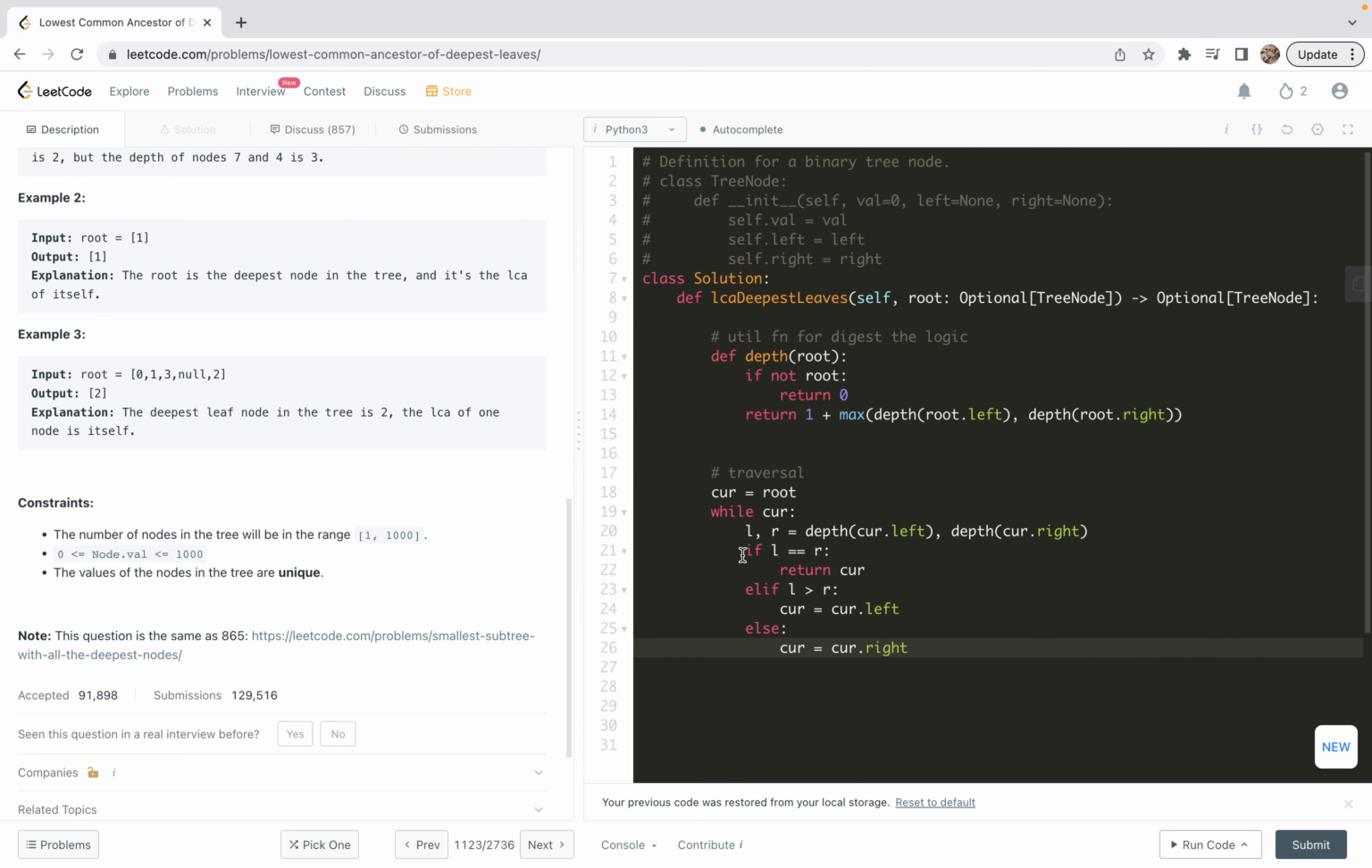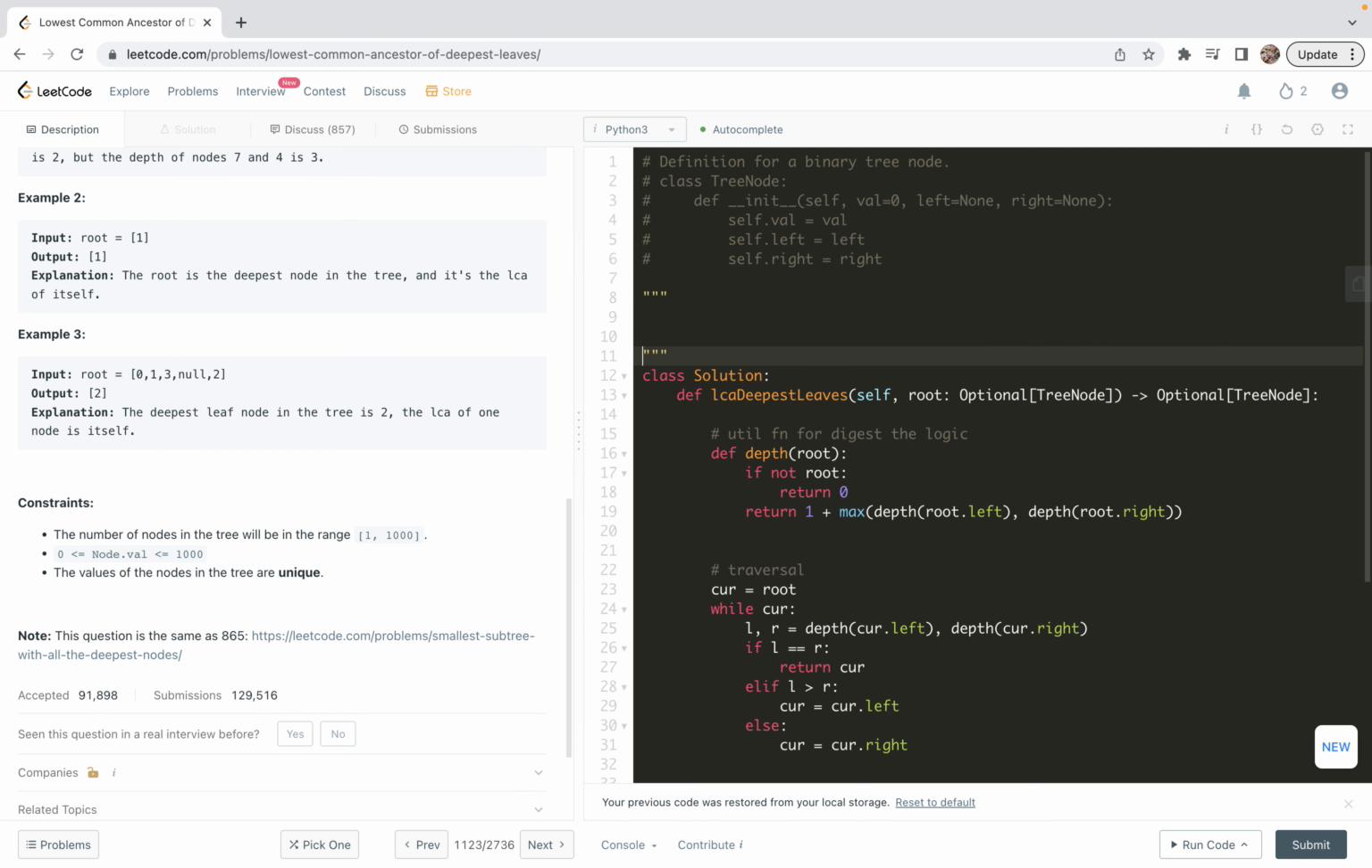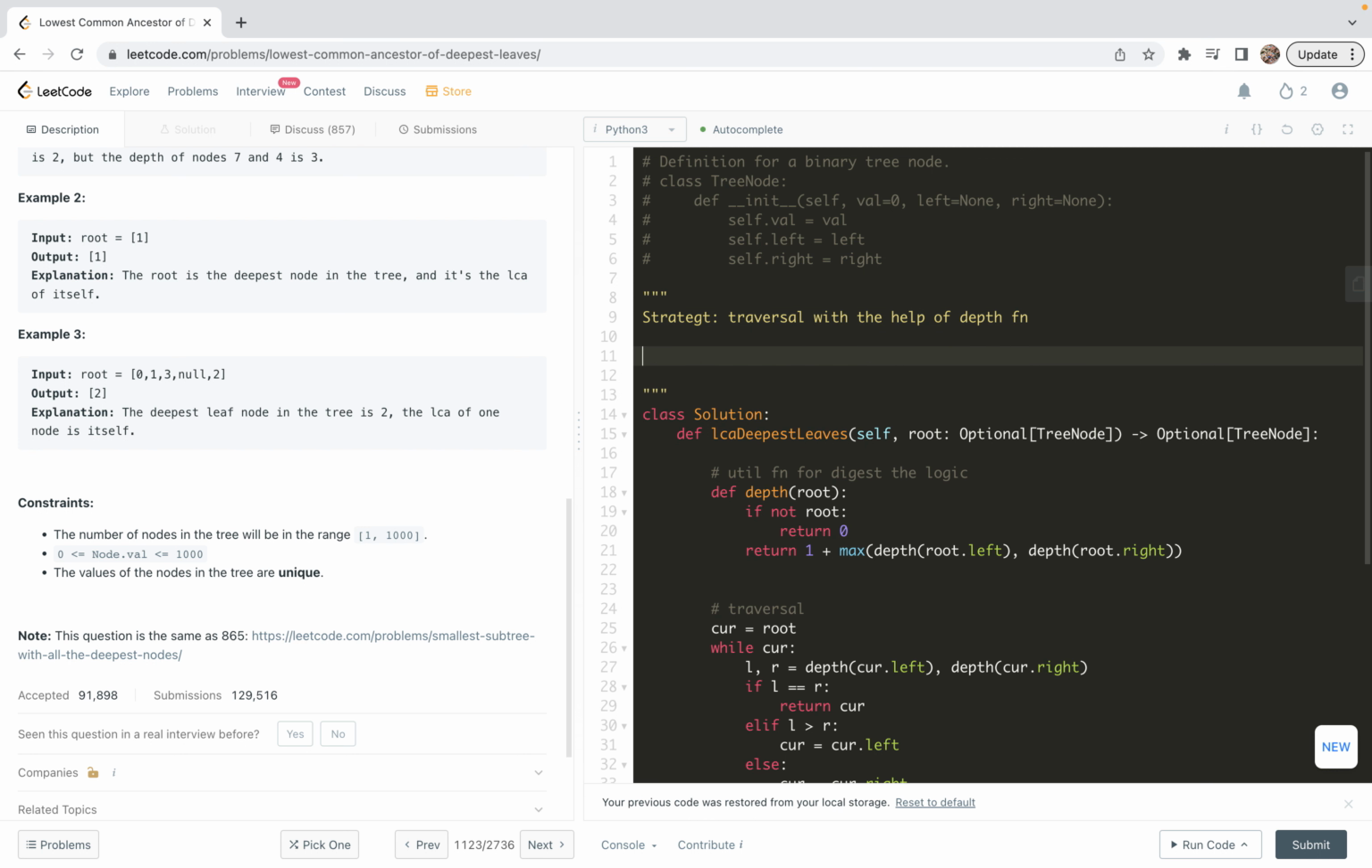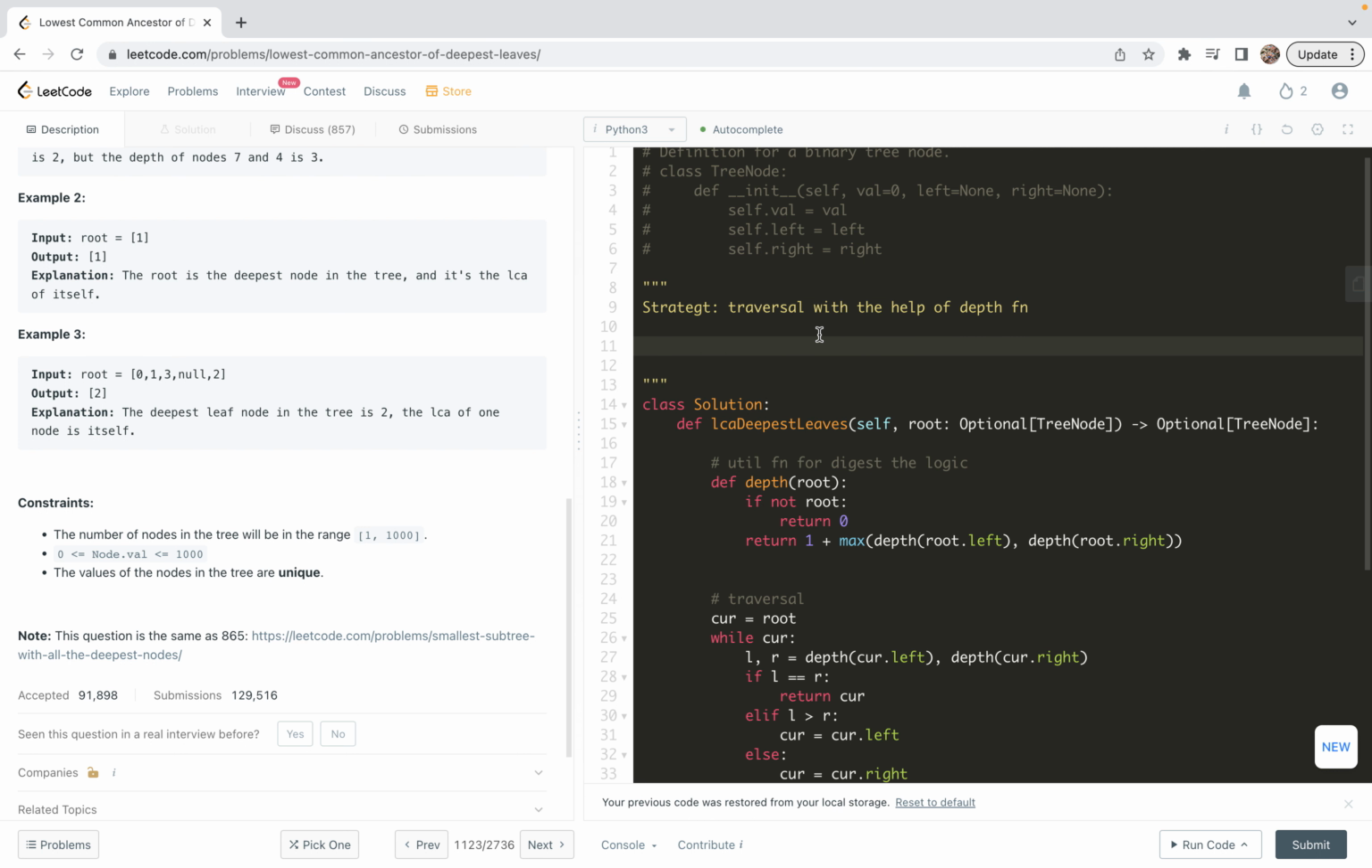So there are a number of improvements or variants. Here, let me list several of them. Here, our strategy is using traversal, right, with the help of the depth function. This is very straightforward. Another thing that we want to stimulate you to think about is how to use this assumption.